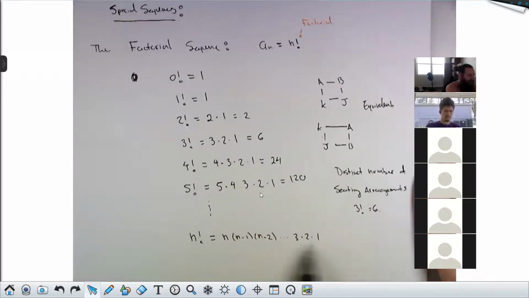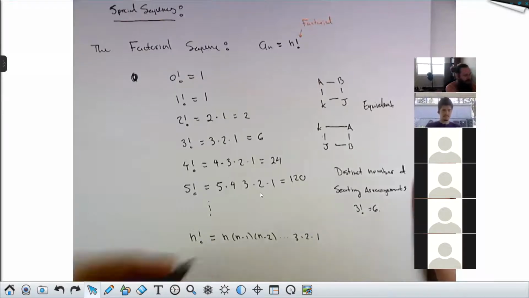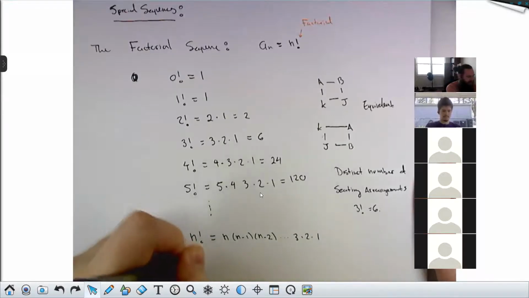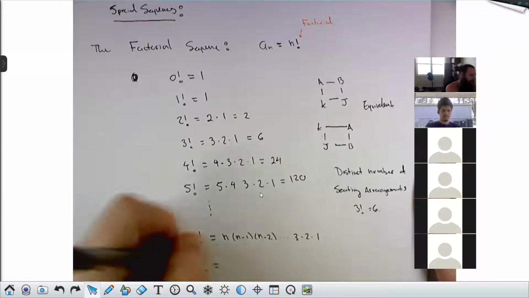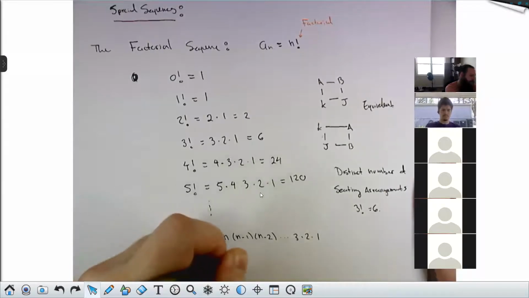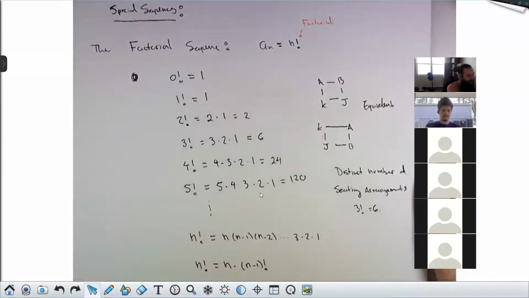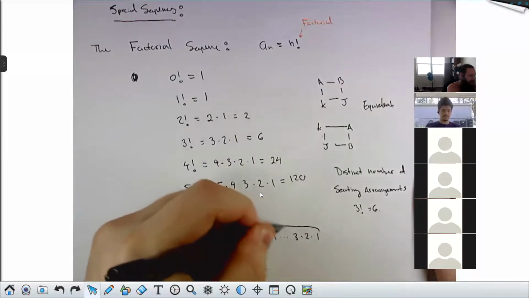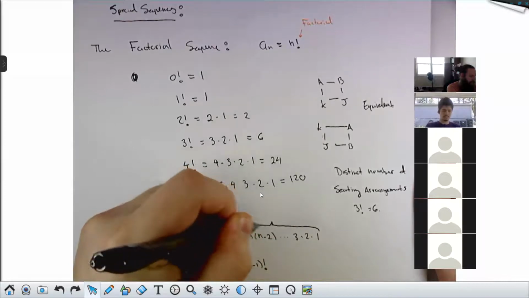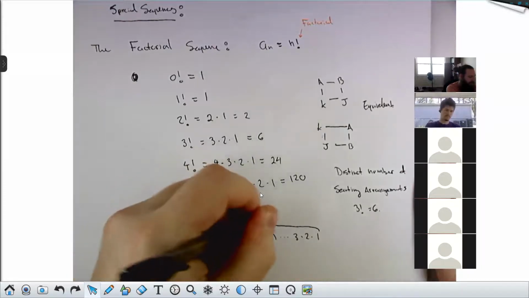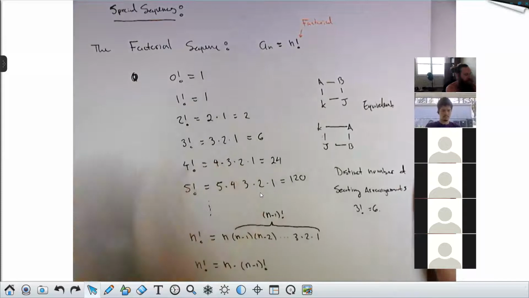This definition only really makes sense if n is bigger than 6, because otherwise I can't have these all as being separate things. So a nicer way to say this is n factorial is equal to n times (n minus 1) factorial, because this piece right here is n minus 1 factorial.